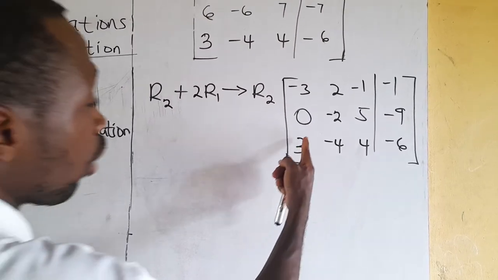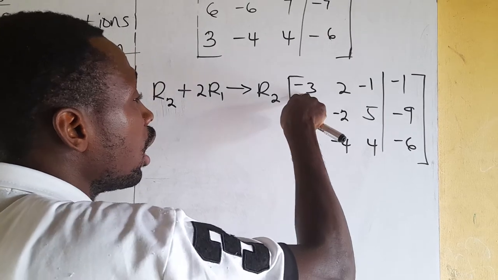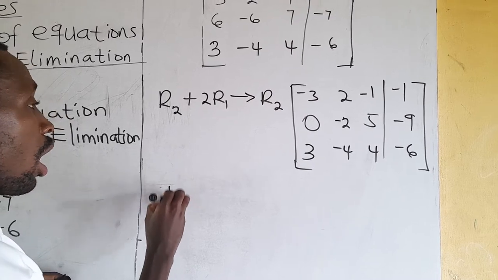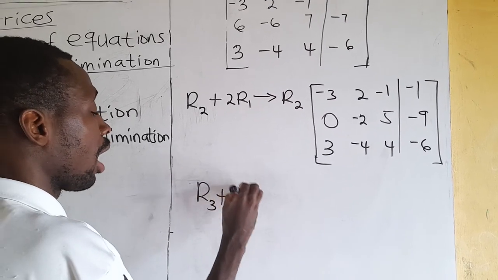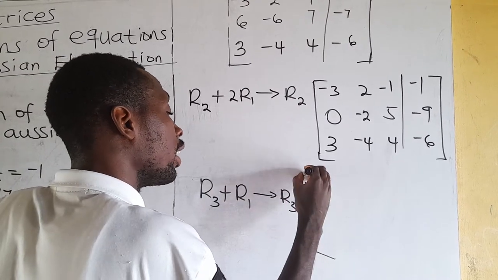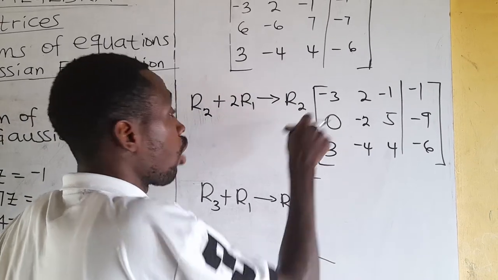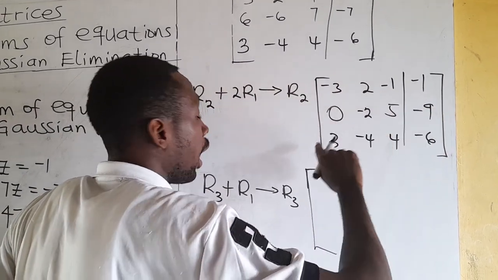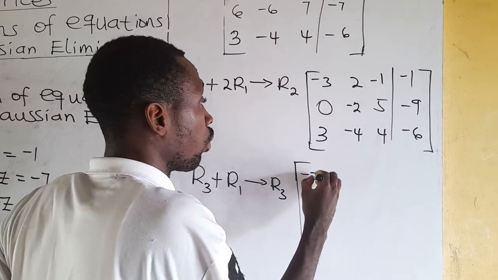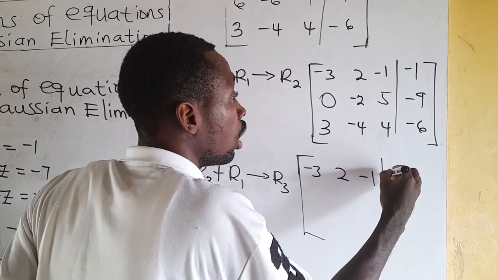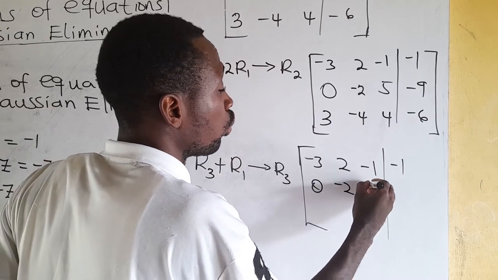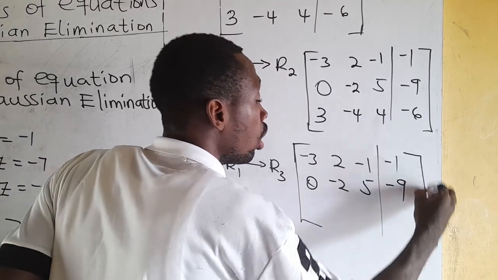So the next step is that we make this one 0. How do we make it 0? See, if I add negative 3 to this 3, I'll get 0. So we say R3 plus R1 should go into R3. I hope you are getting that. The first row will not be affected because it's going to the third. So we have negative 3, 2, negative 1, negative 1. Then 0, negative 2, 5, negative 9.